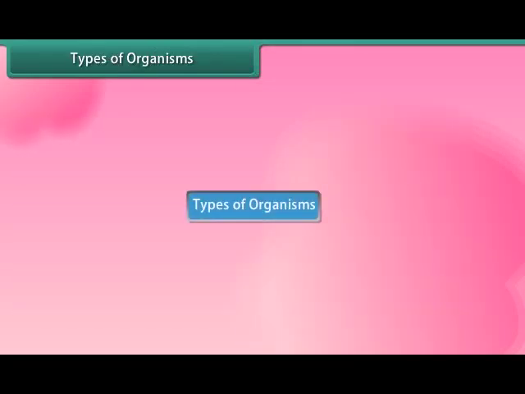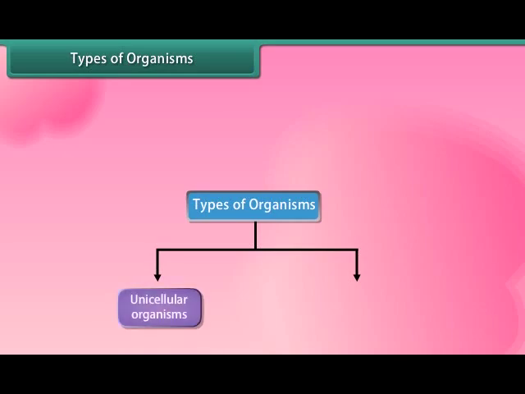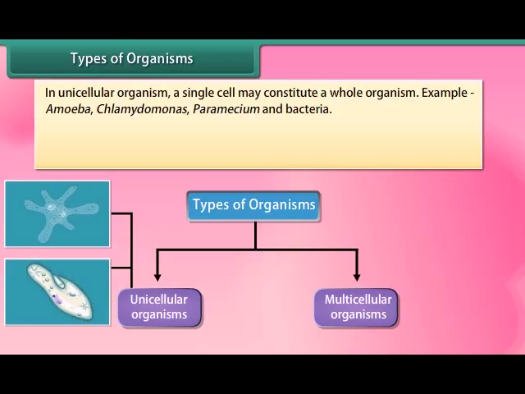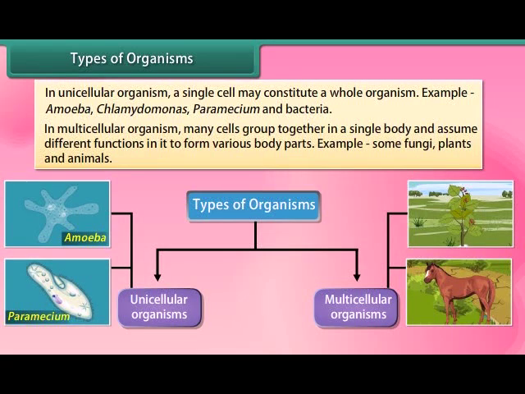Types of organisms. Unicellular organisms, multicellular organisms. In unicellular organisms, a single cell may constitute a whole organism. Example, amoeba, chlamydomonas, paramecium, and bacteria. In multicellular organisms, many cells group together in a single body and assume different functions in it to form various body parts. Example, some fungi, plants, and animals.